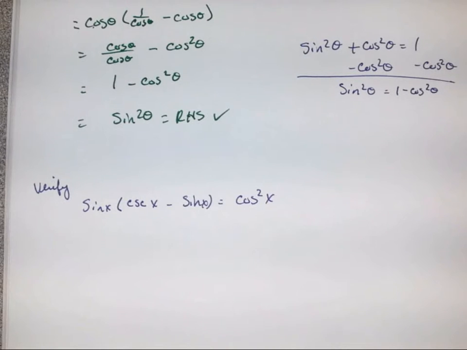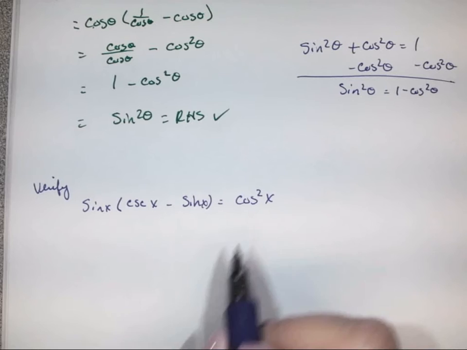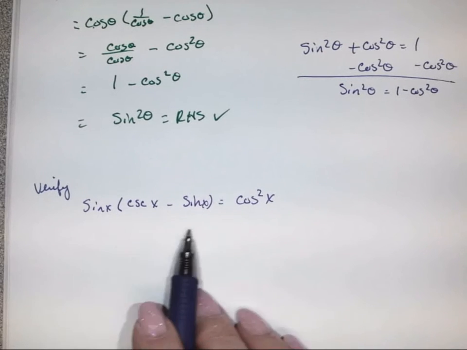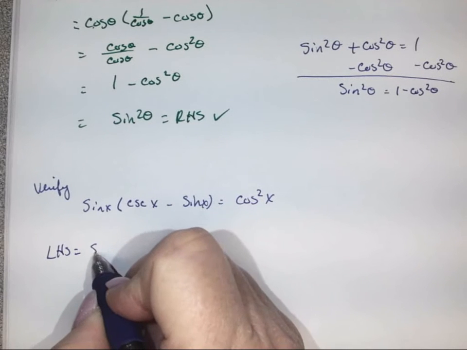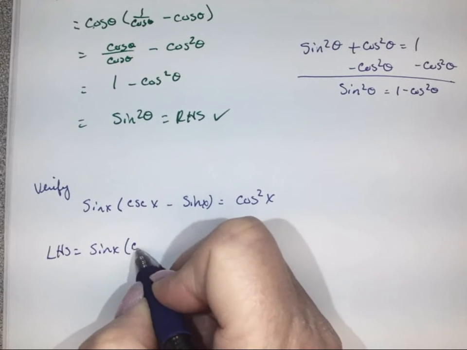All right, so we're back, and hopefully you have been able to simplify this and verify that it is equal to that. We are going to start again with the left-hand side because it is more complicated. So I will rewrite this one.